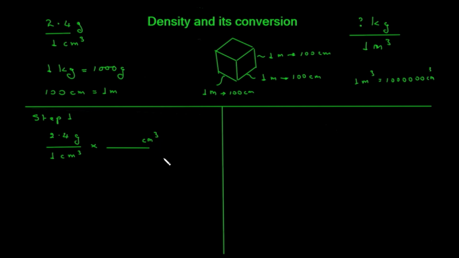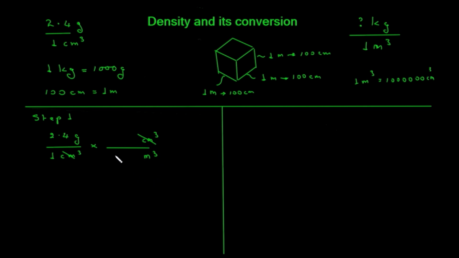Cubic centimeters, so this one here will be cubic meters. Those two will cancel out. Okay, so we end up with one underneath. The unit of measurements cancel out. Units of measurement behave the same way as numbers. So the centimeter cubed cancels centimeter cubed.